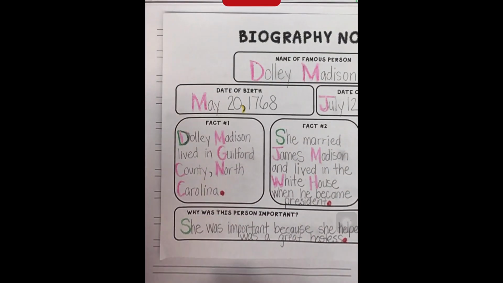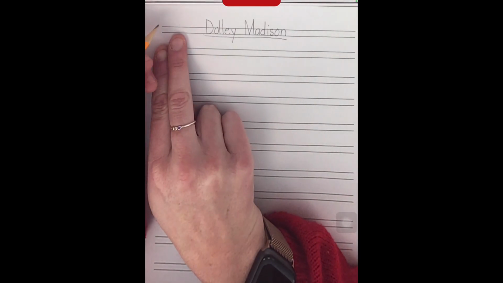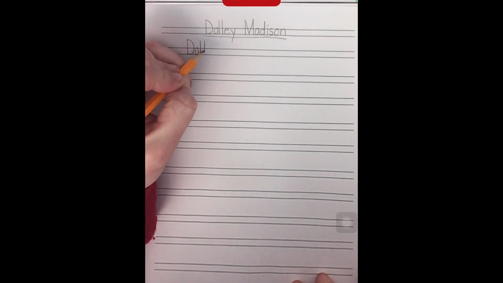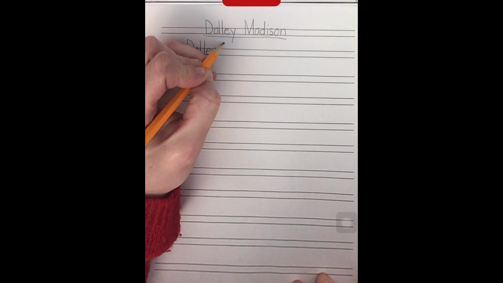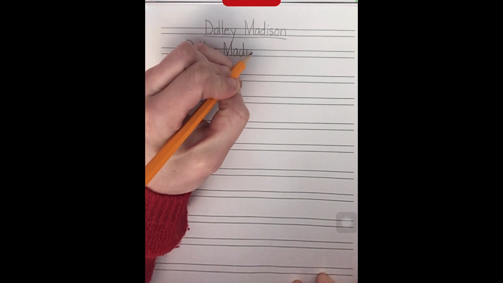I am going to use my graphic organizer for when she was born to do my first sentence. So my first sentence is going to be, Dolly Madison was born May 20th, 1768. So I'm going to write that right now. So I have my 2 fingers to indent. I'm starting with an uppercase letter. Dolly Madison, it's her name, and I'm using my organizer so I know it's spelled correctly.